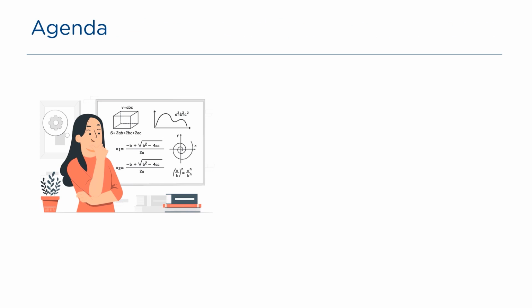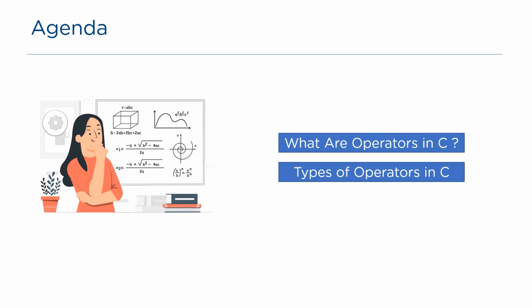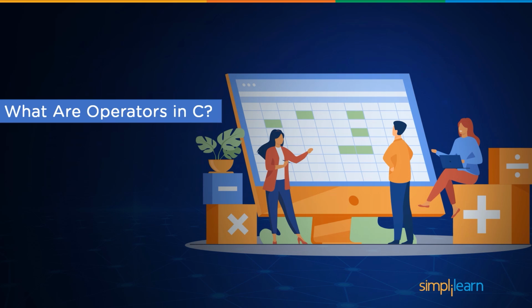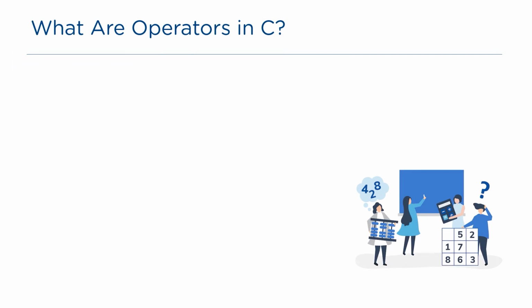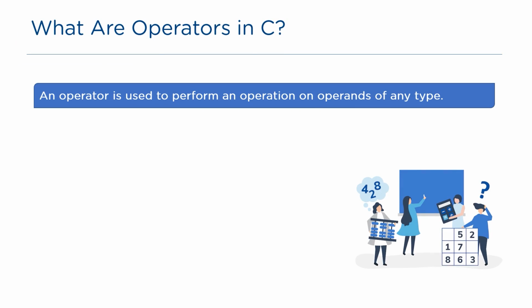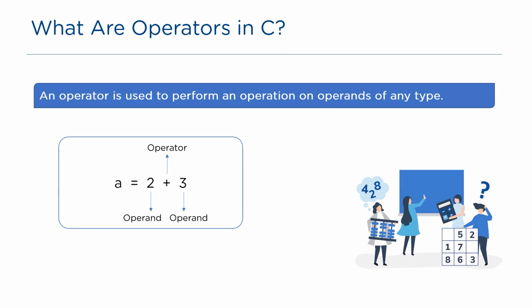So without further ado, let's get started with the agenda for today's session. First, let us start by understanding what are operators in C, and then the types of operators. Now let's begin with what are operators in C. An operator is used to operate on operands of any type. So in short, an operator is a symbol. In the example, a is equal to 2 plus 3, 2 and 3 are the operands and plus is the operator. So basically, the addition operation is performed on two operands.